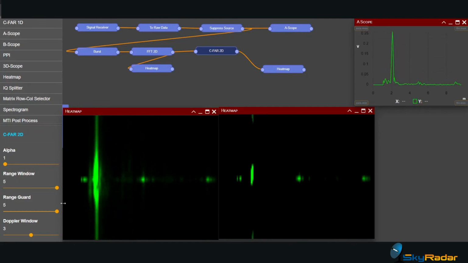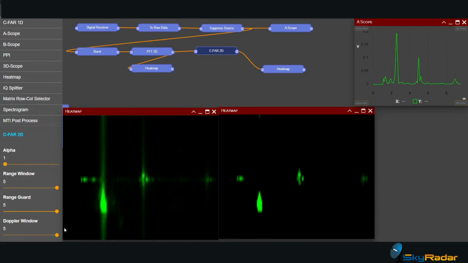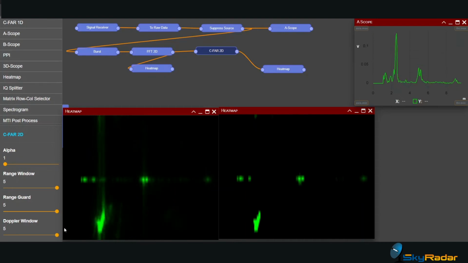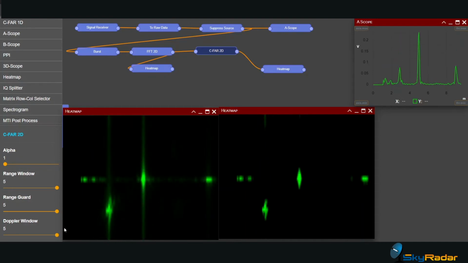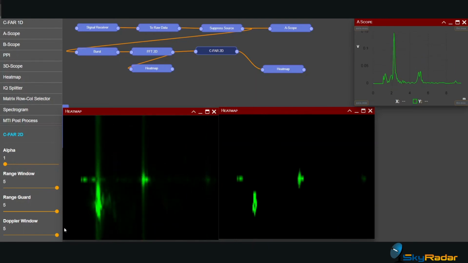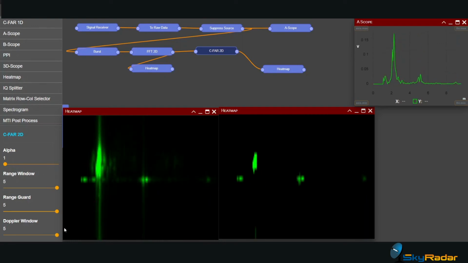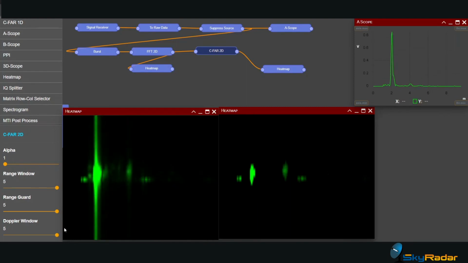So if we have a large Doppler window, then we will get a better estimation about the noise floor in the Doppler axis. So now you can see if I put range window, range guard and Doppler window to the maximum, I get way cleaner targets, moving targets on the heat map compared to the one without the CFAR 2-dimensional.